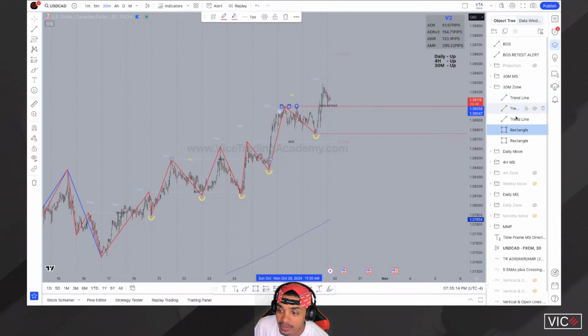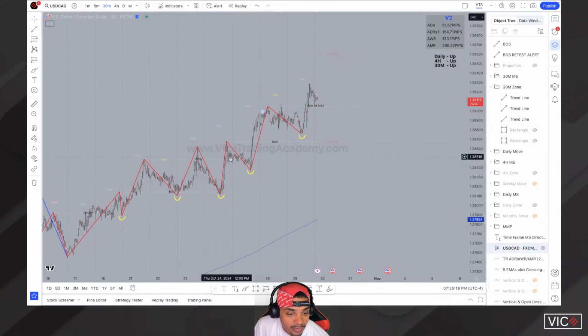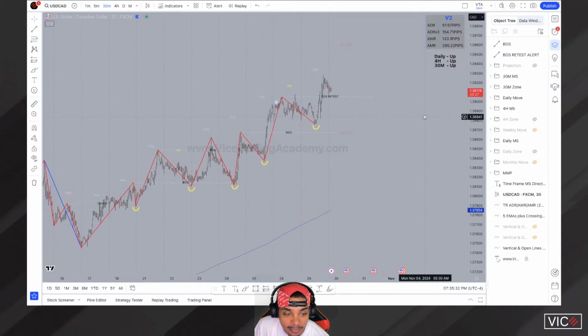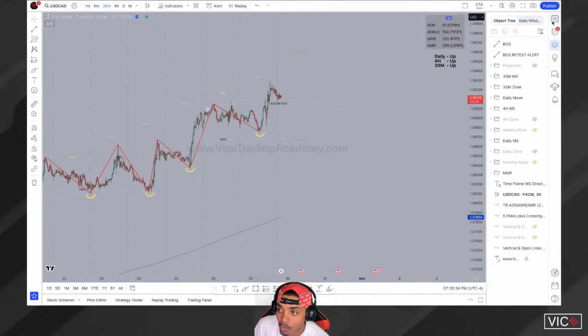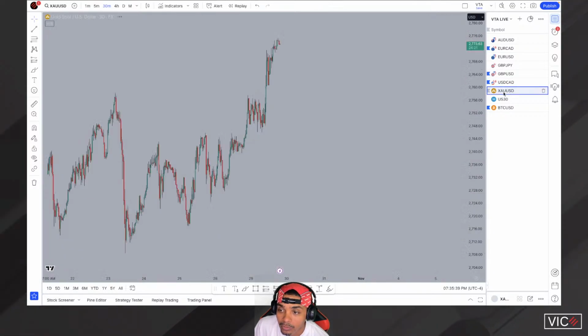Let me turn this off so you guys can see it better. Pretty simple. Price breaks structure, retest, break structure up here, retest, break structure. I want a retest every single time. That's what we're looking for, our entry targets. Very simple stuff, guys. So this is one I'm going to be looking at, USDCAD again.